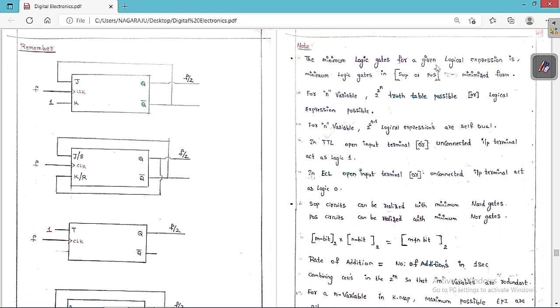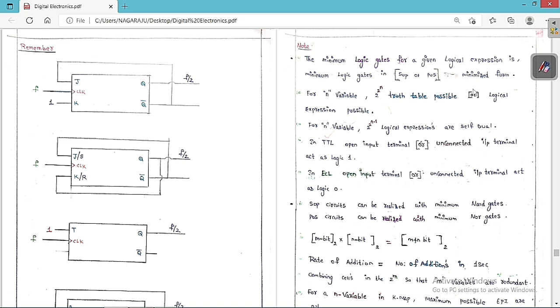The minimum logic gates for a given logical expression is the minimum logic gates in SOP or POS minimized form. So basically, what this is telling is that the minimum logic gates for a given logical expression is the minimum logic gates in SOP or POS minimized form.